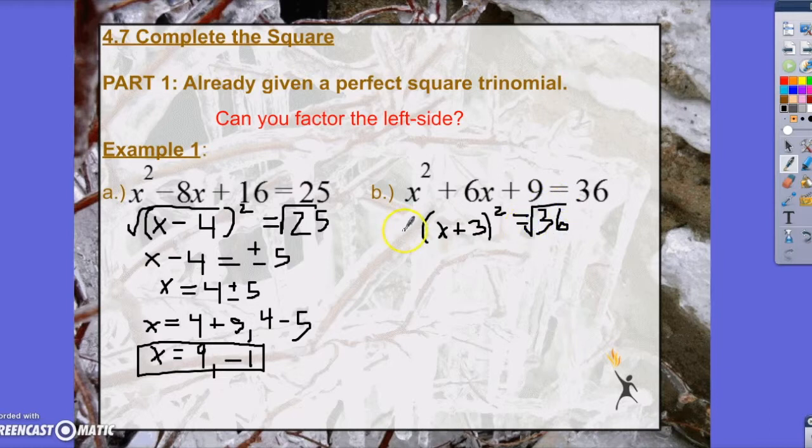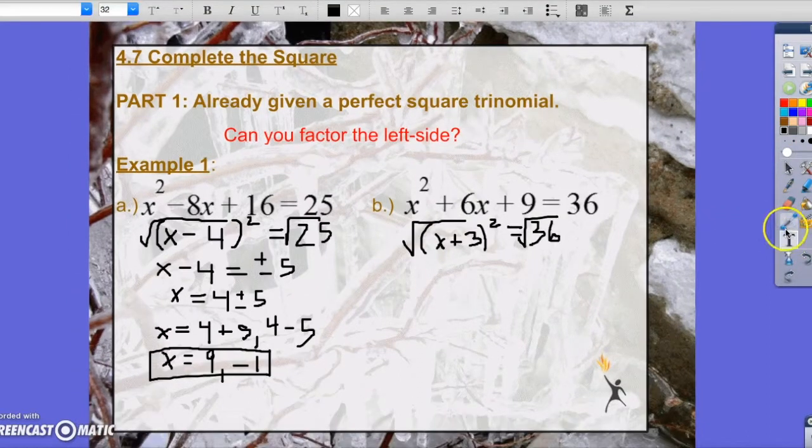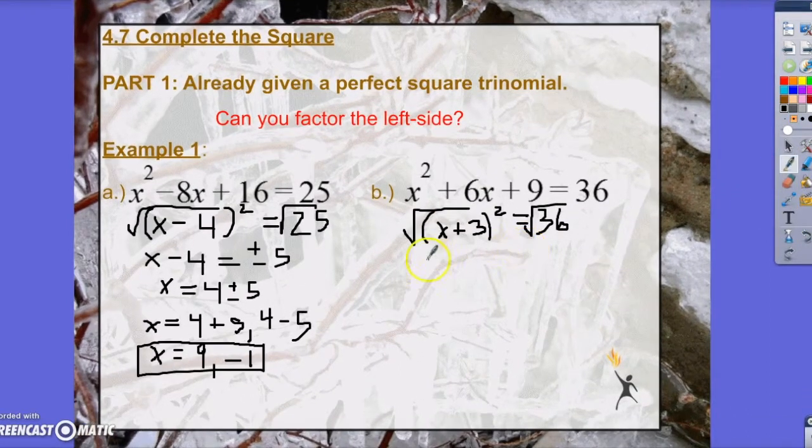Take the square root of both sides. Oops. Get x plus 3 equals plus minus 6. Don't forget, because they're both whole numbers, to simplify once I write this. Negative 3 plus minus 6. Get your two answers. x equals 3, negative 9.